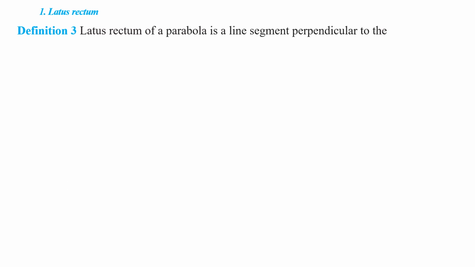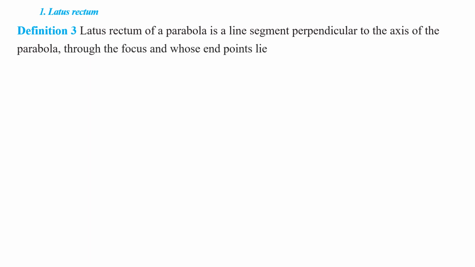Now let us discuss another definition, that is the latus rectum of a parabola. What is meant by the latus rectum of a parabola? The latus rectum of a parabola is a line segment perpendicular to the axis of the parabola through the focus and whose endpoints lie on the parabola. Okay, my children, understood this definition?